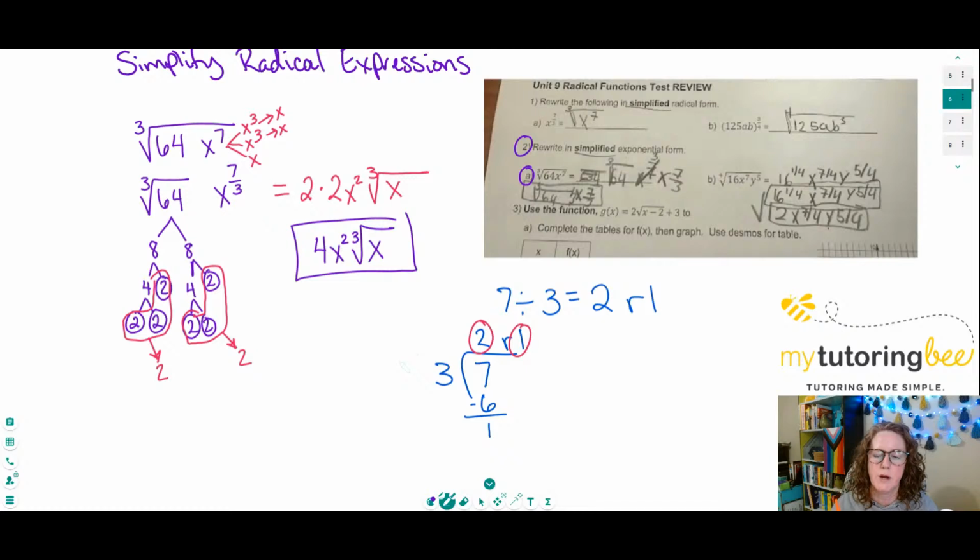Oh, wait, sorry, hold on. I forgot that it asked us to write this in exponential form. So we actually don't want this radical here. So we want 4x squared, x to the 1/3 power. There we go. And we can actually multiply these two since we are multiplying. So it would be 4x to the 2/3. That doesn't look like an exponent. Sorry. There we go. Okay, great.